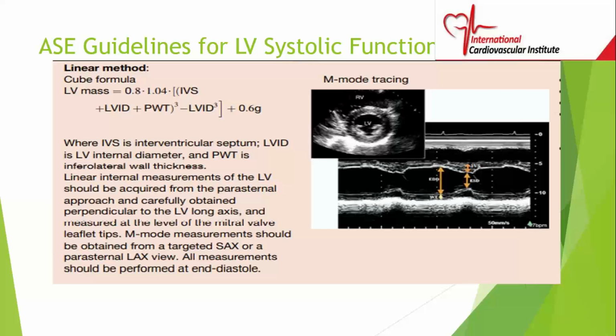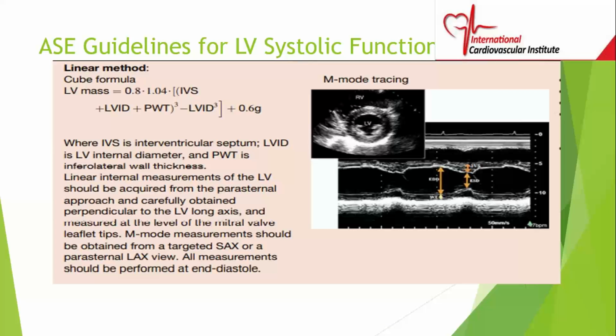Now we do LV mass. So basically the mass of the left ventricle. And the computer does the calculation for you. All you have to do is measure the interventricular septum, measure the LV internal dimension in diastole, and measure the posterior wall. The computer puts it in this equation and gives you an LV mass.